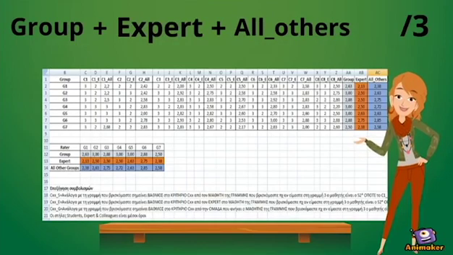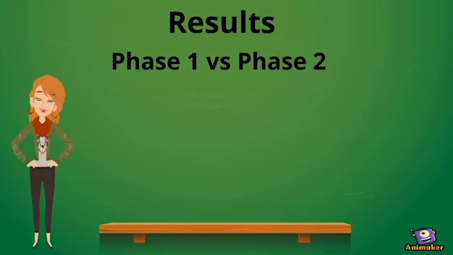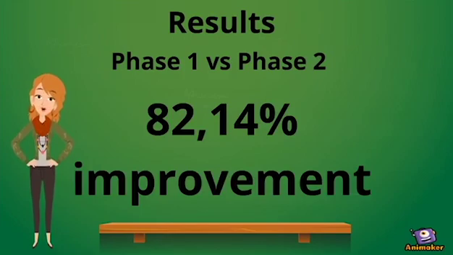Then we compare the score from phase 1 and phase 2. And conclude that the individual scores from phase 1 to phase 2 have improved for 23 out of 28 students, at the rate of 82.14%.